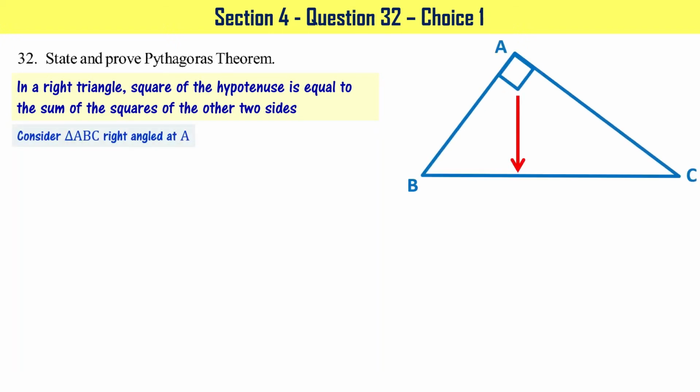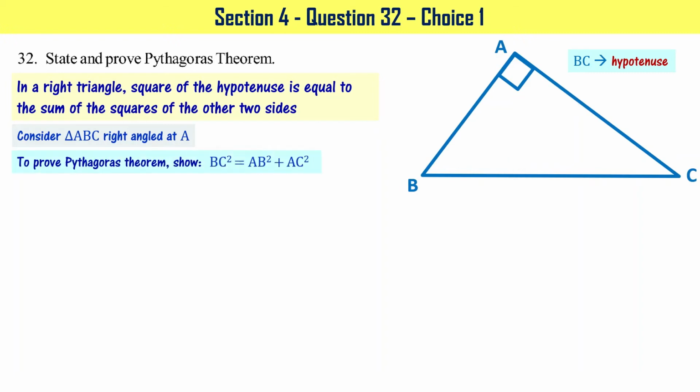Let us consider triangle ABC, right angled at angle A, right? As you see here, the side opposite to the right angle is BC, right? That is called hypotenuse. Let me write that. So as per the Pythagoras theorem, in a right triangle, square of the hypotenuse is equal to sum of the squares of the other two sides. It means to prove the Pythagoras theorem, we have to show that BC square equal to AB square plus AC square, right? Let's do that now.